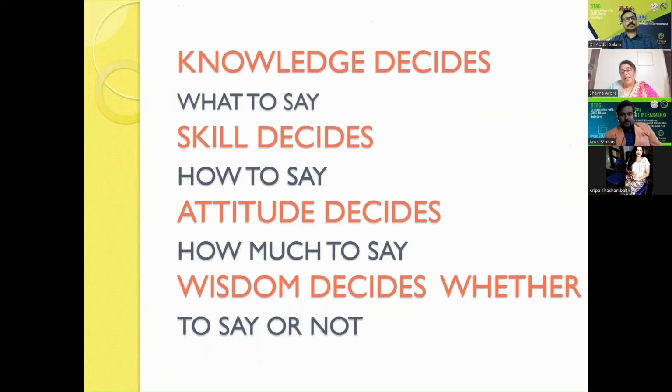Knowledge decides what to say. Skill decides how to say. Attitude decides how much to say. And wisdom decides when to say, whether to say or not to say. So this is really very important that we need to have the knowledge, skill to understand how to do things, should have the right attitude and wisdom to use the right things at the right time.